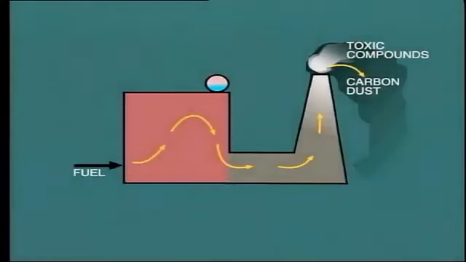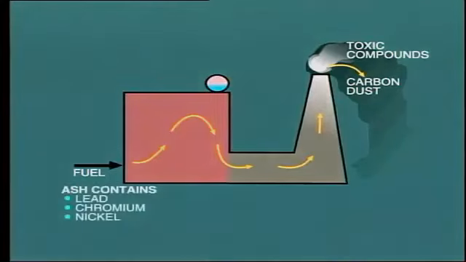The particulate matter may include certain toxic compounds which are formed from small quantities of metals contained in the fuel ash, such as lead, chromium, nickel, and others. This problem may be more severe if the boilers are burning municipal refuse and industrial waste. Let's now look at the gaseous components of the flue gas.